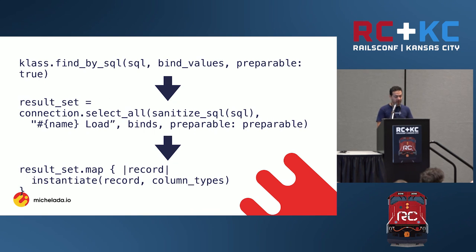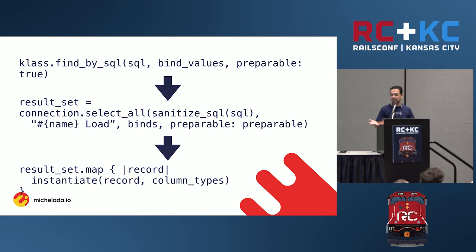And once that we are ready, what ActiveRecord is going to do is just execute this find by SQL, where we are actually going to pass the SQL query, the bind values, which are the values that at the end are going to be sent to the database for a query.